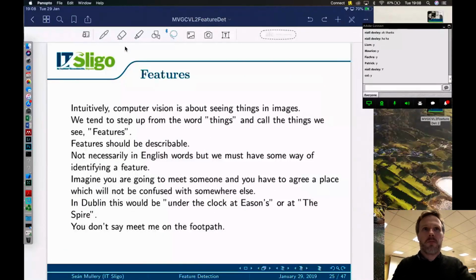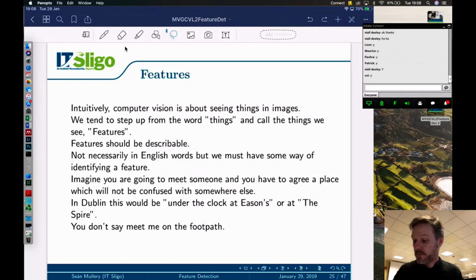So you're all welcome back, and what we're going to be looking at now in this second lecture tonight is feature detection. The title slide said feature, but obviously edges are the simplest of features, which we're going to build upon now. Intuitively, computer vision is about seeing things in images, so trying to find things in images. We tend to step up from the word things though, and we use more expressive terms like features. So we're going to look for features.